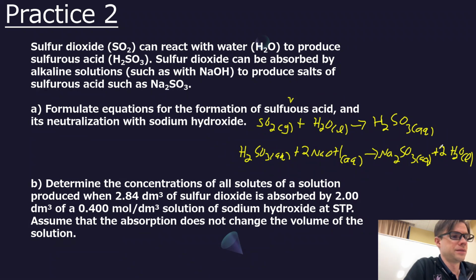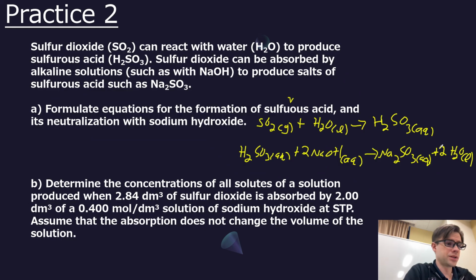All right. Easy part done, but absolutely critical to get a balanced chemical equation like this. Now determine the concentrations of all solutes in a solution when 2.84 decimeters cubed of sulfur dioxide is absorbed by 2 decimeters cubed of 0.4 mole per decimeter cubed solution of sodium hydroxide at STP. Assume that the absorption does not change the volume of the solution. So this is very similar to the previous question again.